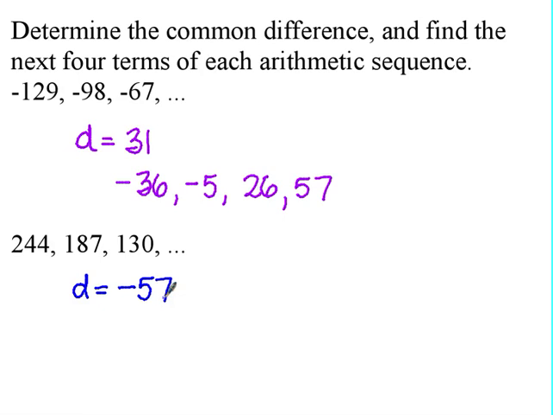So now my next one, 130 minus 57 is 73. 73 minus 57 is? 16. 16 minus 57 is? Negative 41. Okay, and then negative 41 minus 57. Negative 98. Good. So far you can handle that?